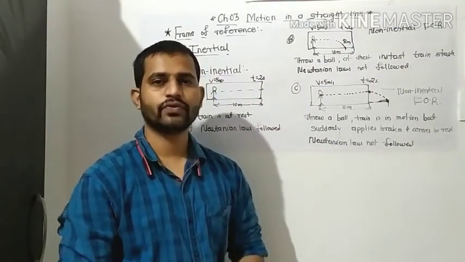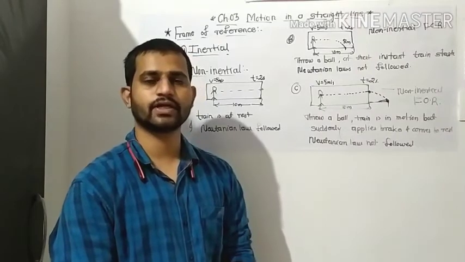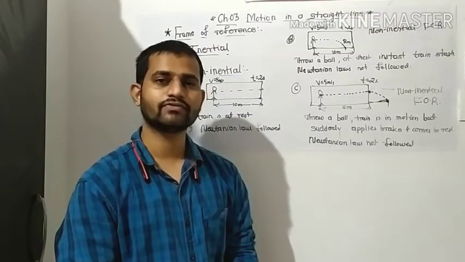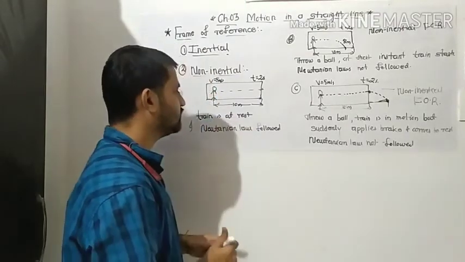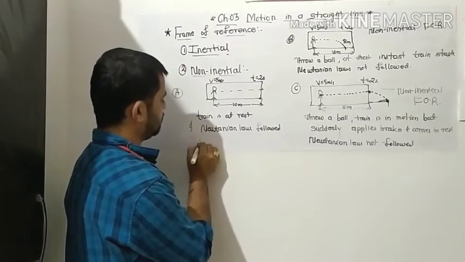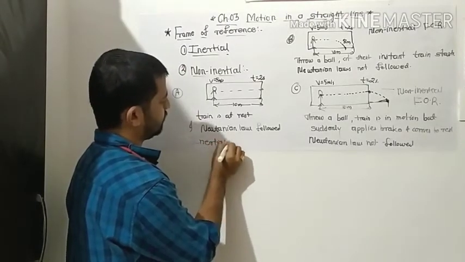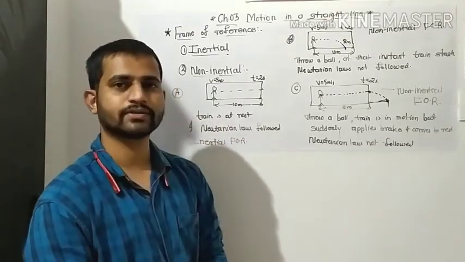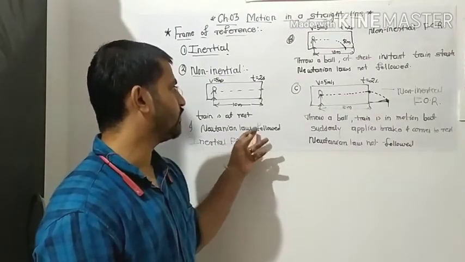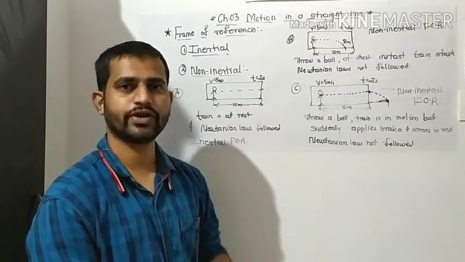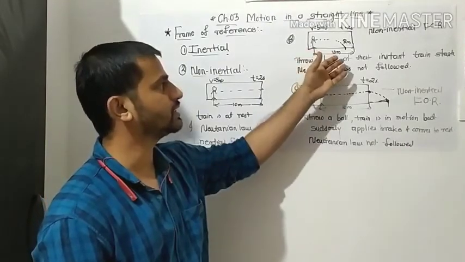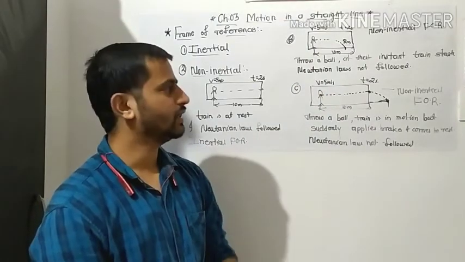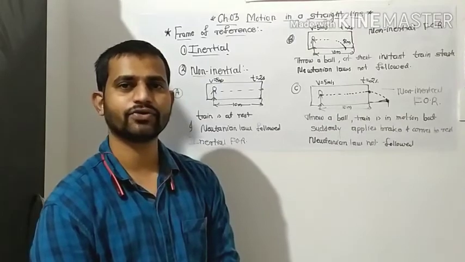So you will get the idea where is the inertial frame of reference and non-inertial frame of reference. Where is the inertial frame of reference? Where the laws get followed, in the first condition. In this, it is the inertial frame of reference, because the Newtonian law gets followed in this motion. But in this case, the ball gets retarded, and in the second case, the ball gets accelerated due to its inertia.